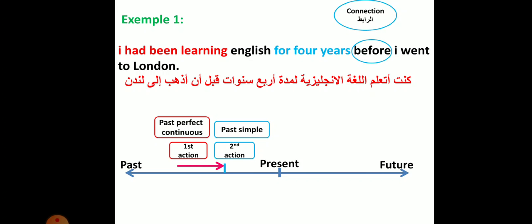So I had been learning, verb to learn in the past perfect continuous. Before is the connection. I went to London. I went is verb to go in the past simple. Okay, we have first action which is longer and the second action that comes after. So here we have the timeline. Look here at the timeline. We have the first action which is a continuous and the second one that comes just after, but both of them are in the past.